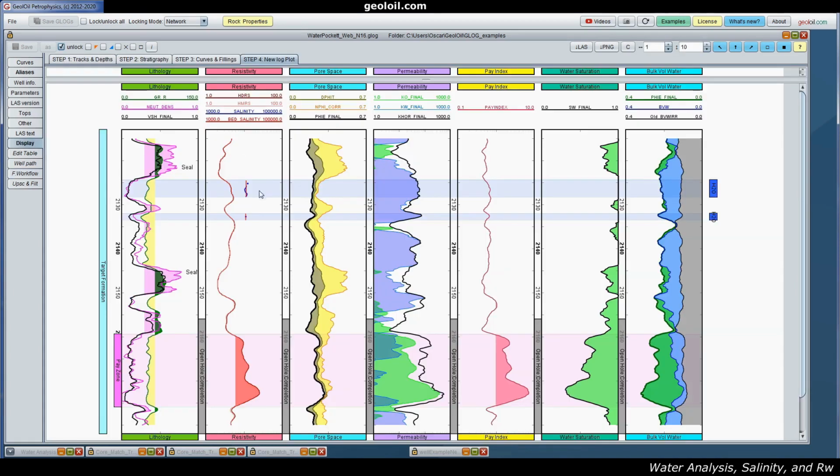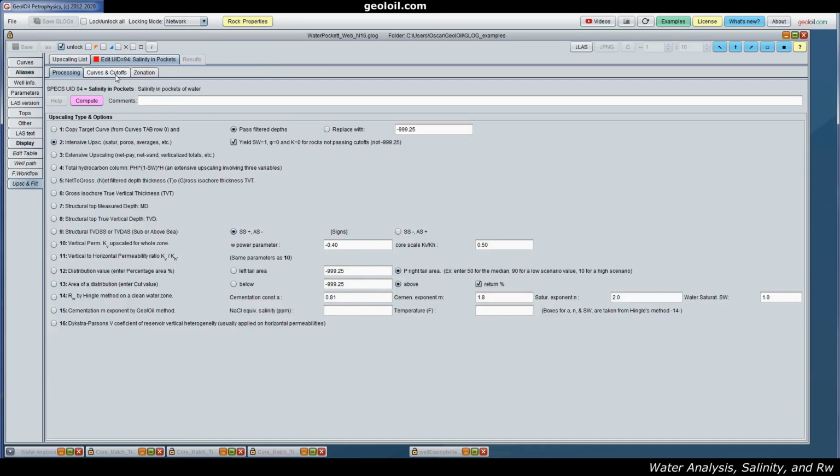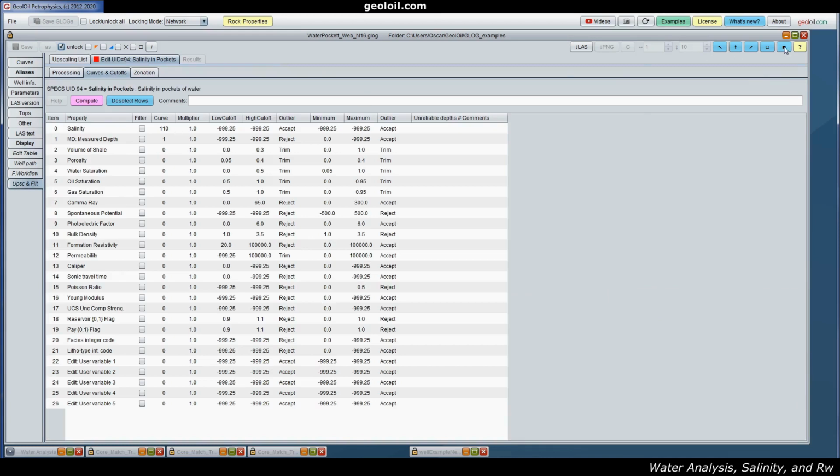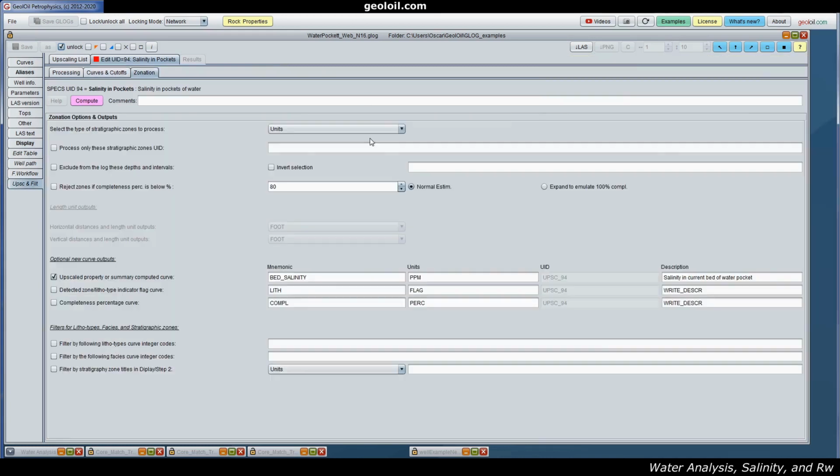And this is the salinity. So the blue curve is the salinity curve, and the red one is the salinity average. The red one is this one. This is an average, simply. Intensive upscaling, the curve, 110. And 110 is the salinity already computed as a curve. You apply it everywhere on units. And that's it, to display that.